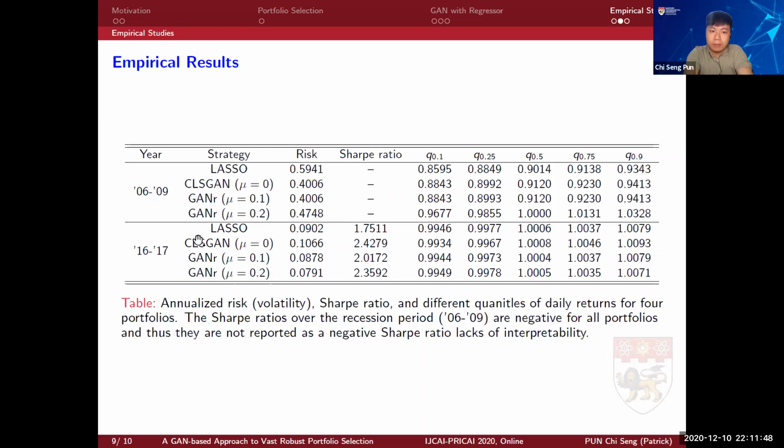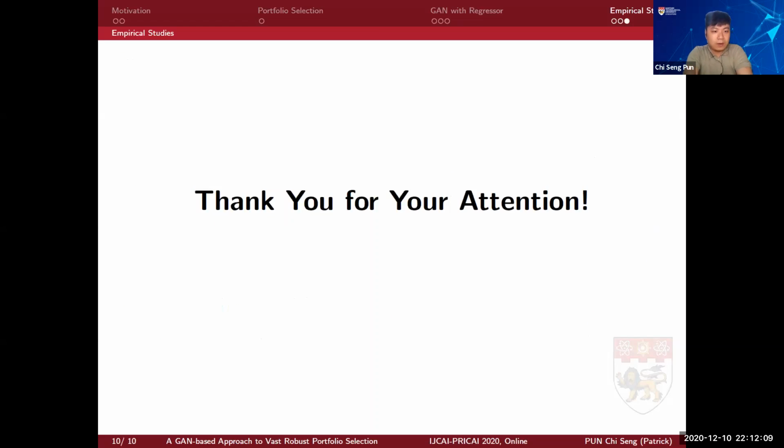And in the boom period, here we distinguish the financial crisis period and the boom period, it can also obtain a very high Sharpe ratio and very high risk reduction. So these are the features of our GAN-R. And that's it for this paper.